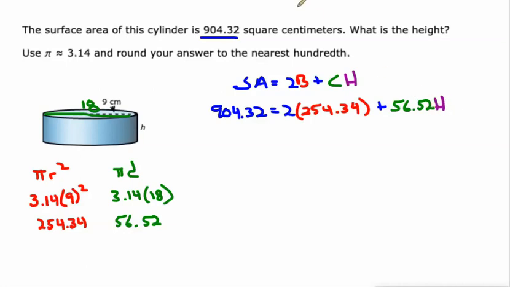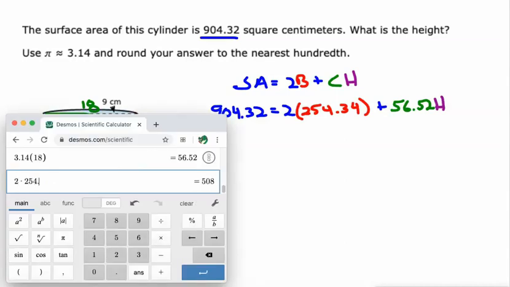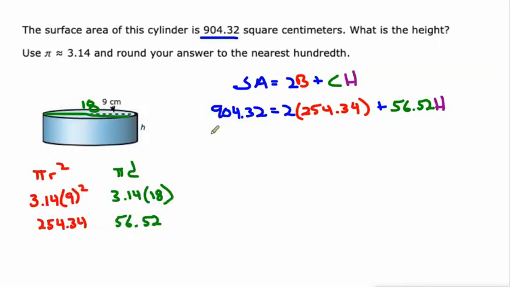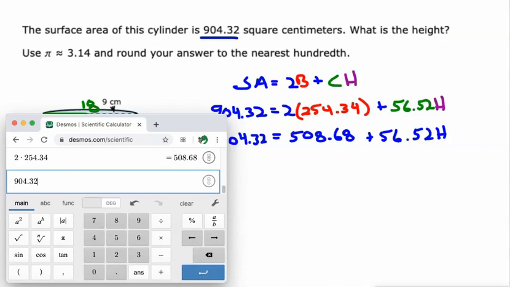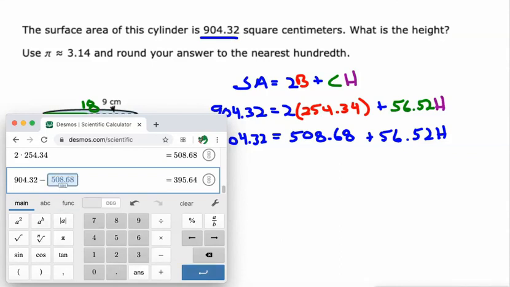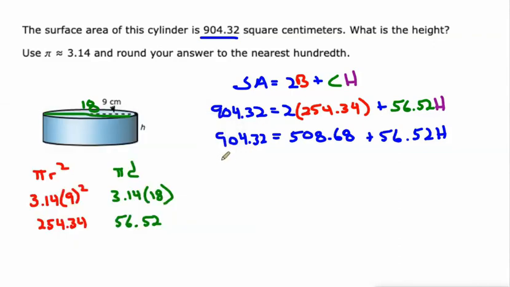All right, now we got to solve this equation. So the first thing I'm going to do is do 2 times 254.34. That's 508.68 plus 56.52H. Now I'm going to subtract that 508.68 from both sides. So 904.32 minus, I'll do my previous answer, which is 395.64. And that's going to be equal to 56.52H.